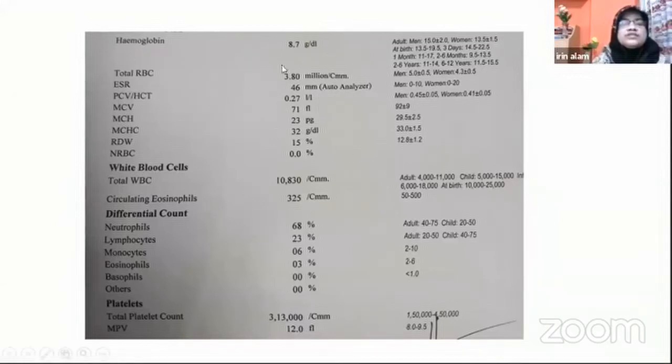This is another picture of a CBC. You have seen it previously. Here hemoglobin is 8.7, MCV is 71 and MCHC is 23, and other findings like this. This is a picture of anemia, a CBC with anemia.